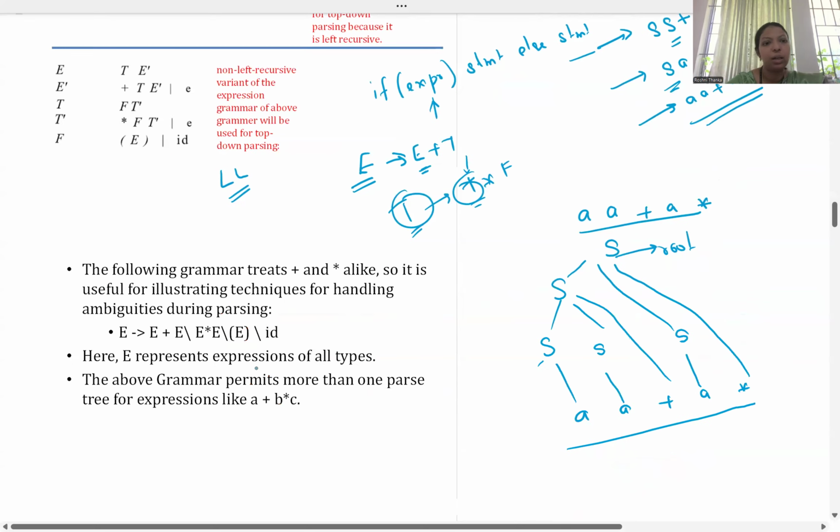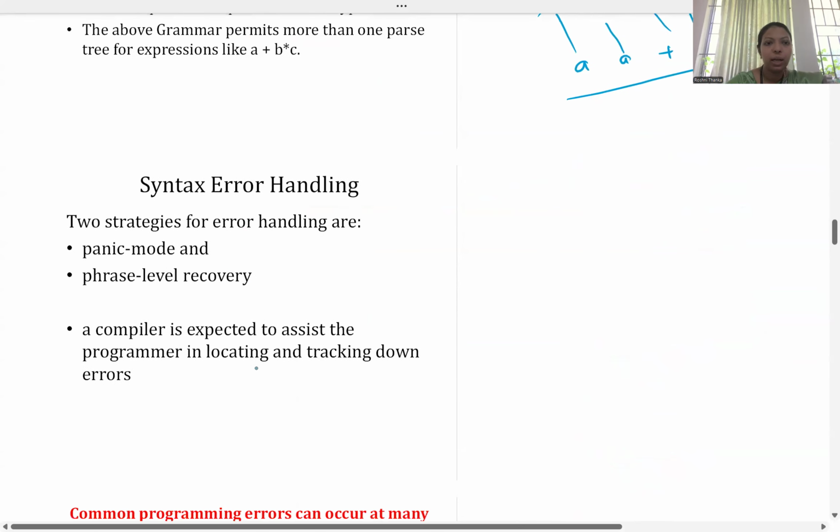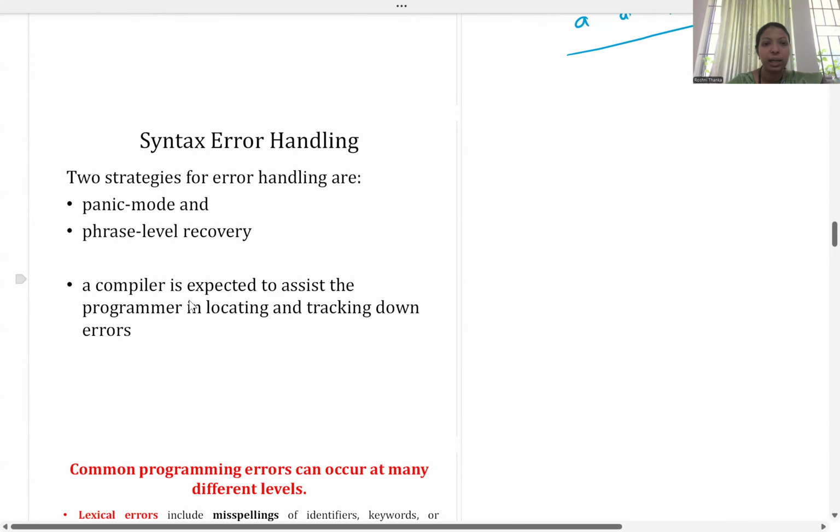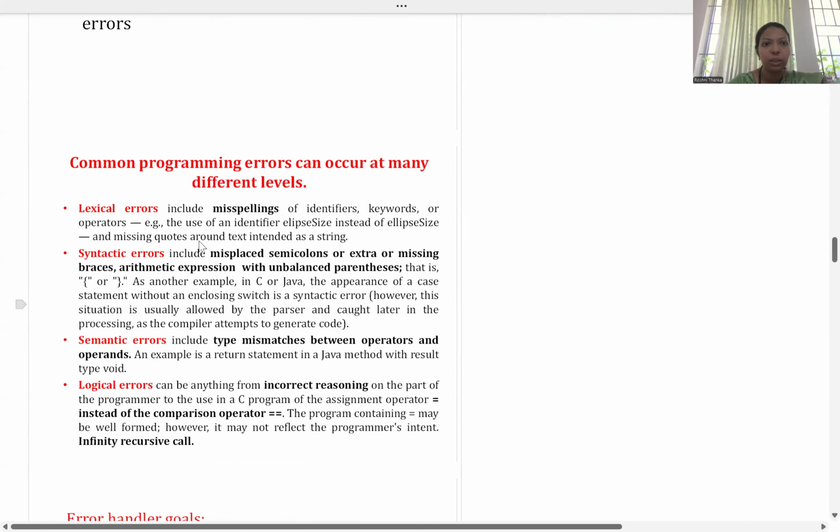Now we understood that parsing's main purpose is to identify whether there is any error or not. If it finds some error, what does it do? There are two error handling methods: one is panic mode, the other is phrase level recovery. Using these two strategies, it will help handle the errors. Here are some of the common error handling methods. Common errors occur at different levels of the compiler. First, lexical errors occur whenever there are misspellings of identifiers or keywords.